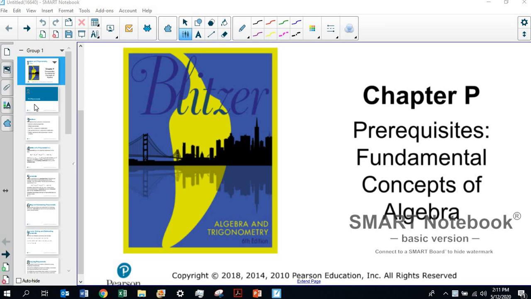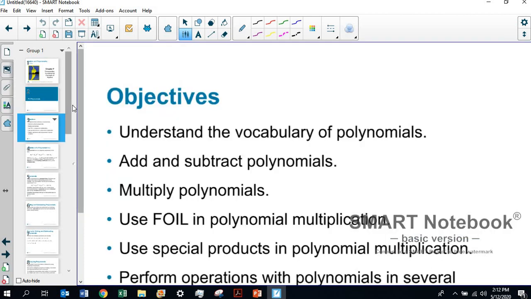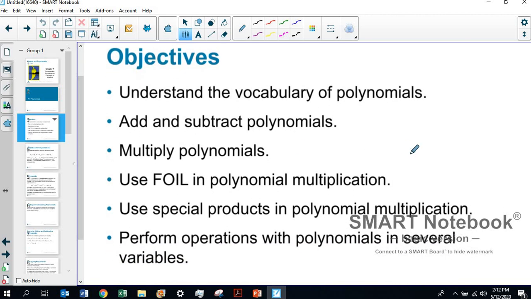We're going to start in section 4. If there are some things in the previous sections 1, 2, and 3 that you're still not sure about, my math lab should help you work through those. Those obviously are things that you're expected to know, but it doesn't mean that I can't help you with it if you need it. But for right now, we're going to work on just polynomials, P4, and we're going to talk about the basics of polynomials, how to add and subtract them, how to multiply them, use the FOIL method, and things like that. Okay?